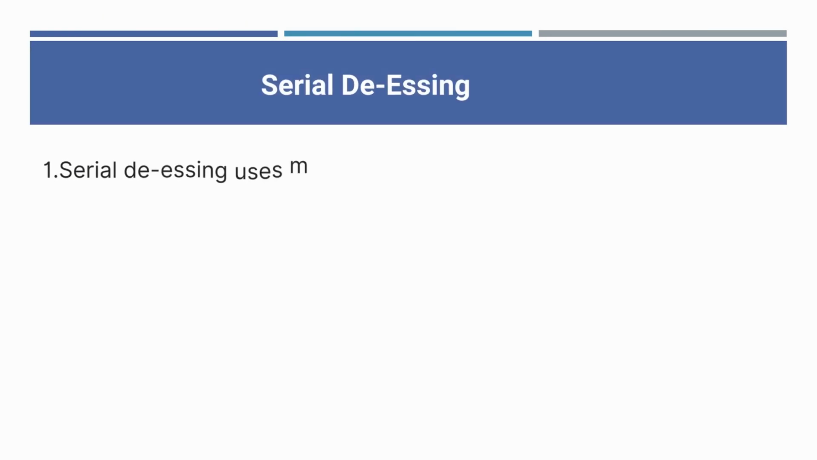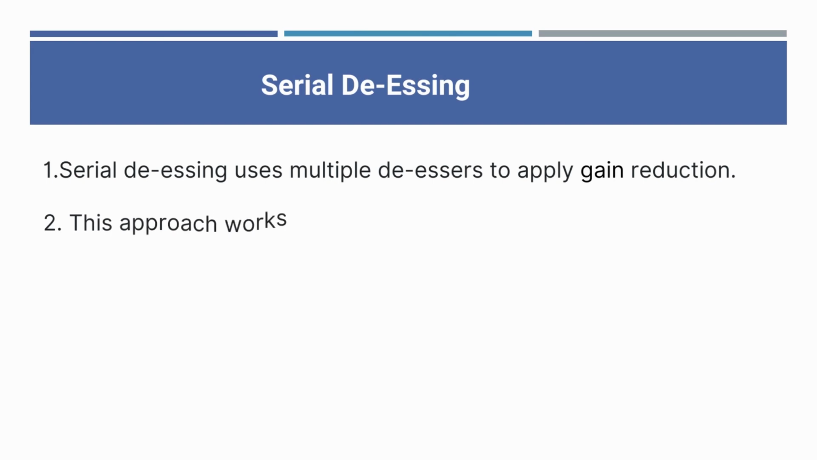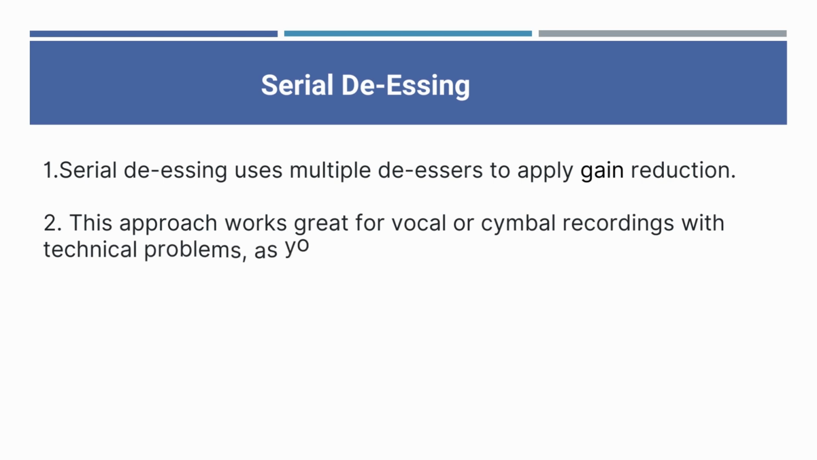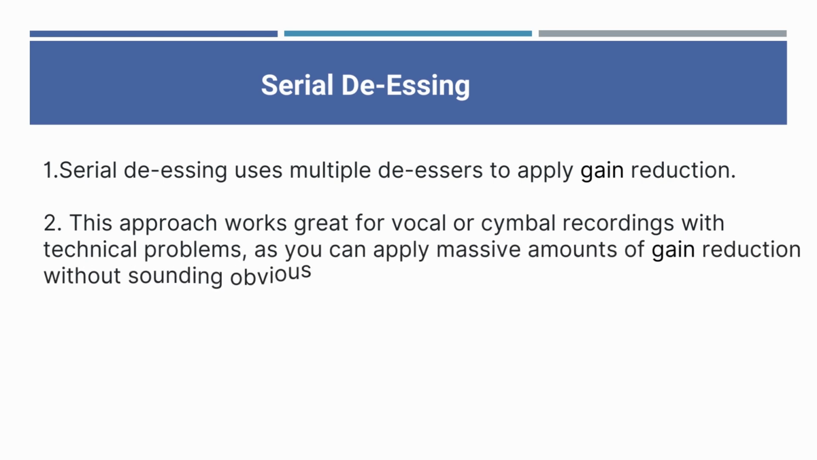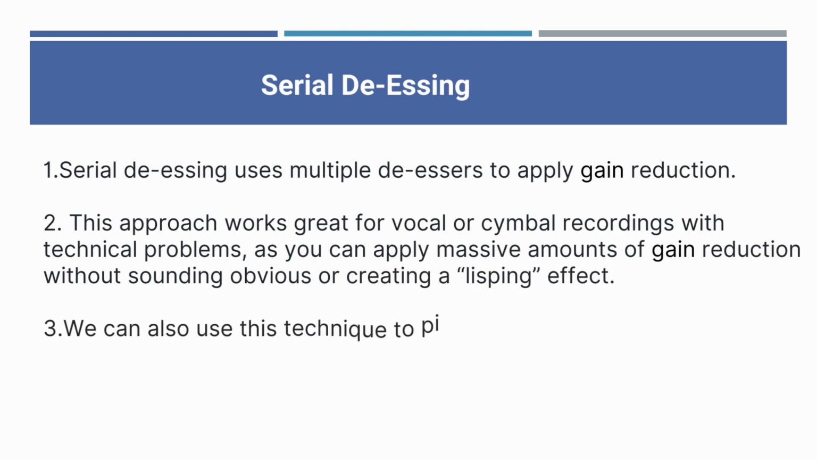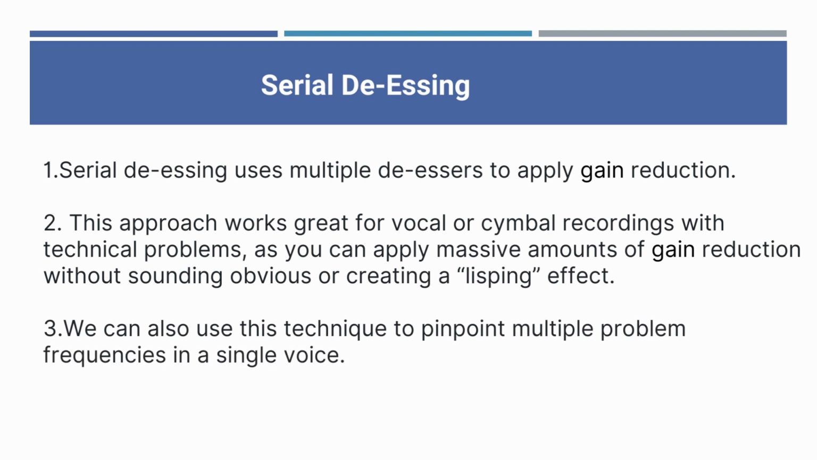Serial de-essing is a technique used in audio processing to reduce or eliminate sibilance, which refers to the harsh S or SH sounds in vocal recordings. It involves using multiple de-essing processes in series to achieve a more controlled and transparent result. So in serial de-essing, multiple de-essers are used in succession to achieve a more gradual and natural reduction of sibilance. Each de-esser is set up with different parameters such as threshold, ratio, attack, and release times.